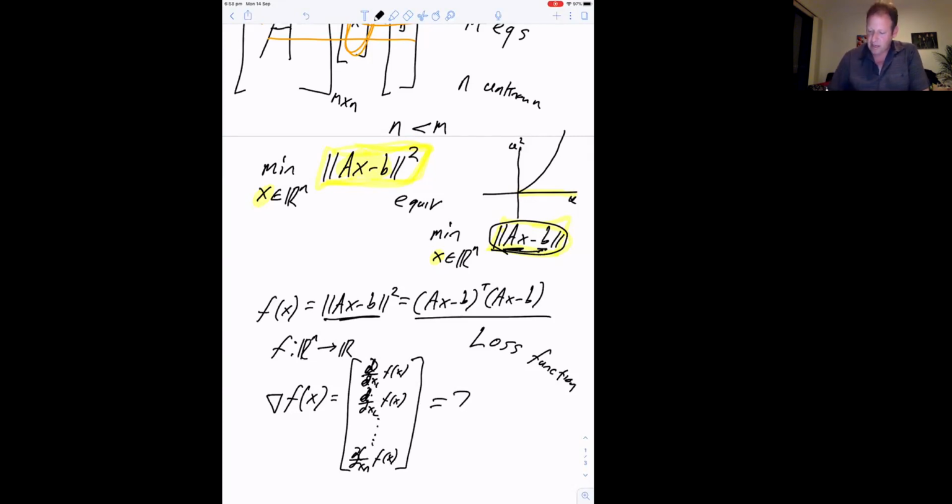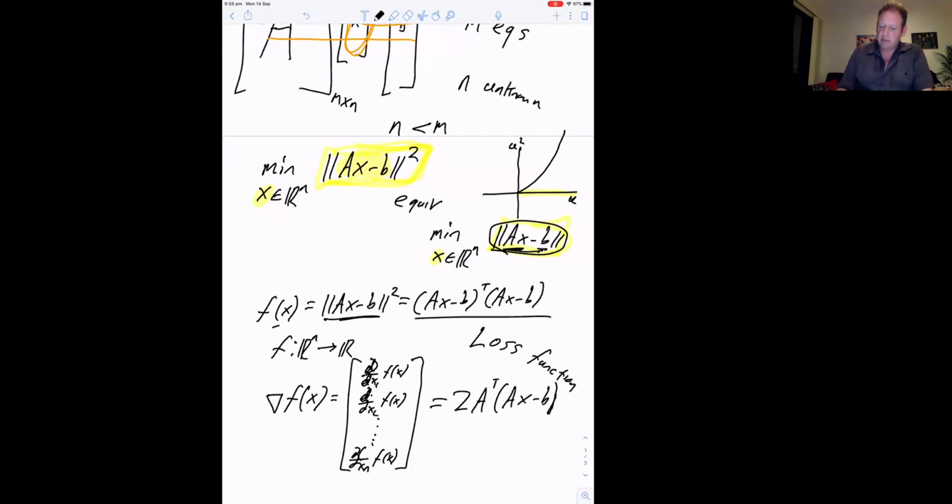Now, we'll do this next week, but you can actually get a neat matrix expression for the gradient. And the expression, if I'm not mistaken, is 2A transpose (AX minus B). Maybe I'm off, let me see. Let me just check that I have the right expression. Yeah, that's it, okay. So the gradient has a very neat matrix expression.